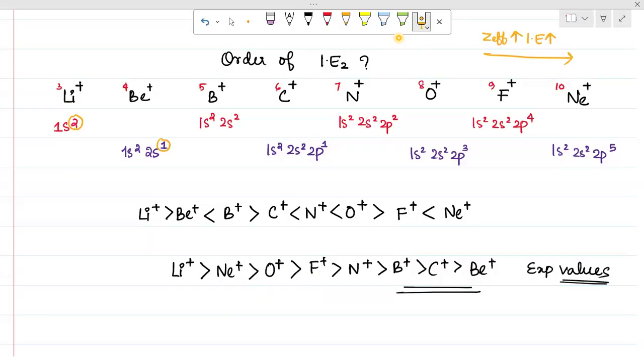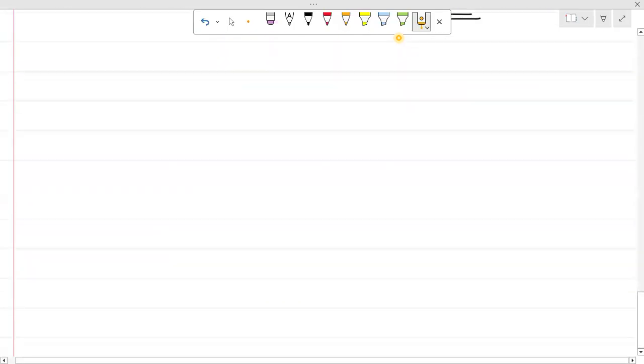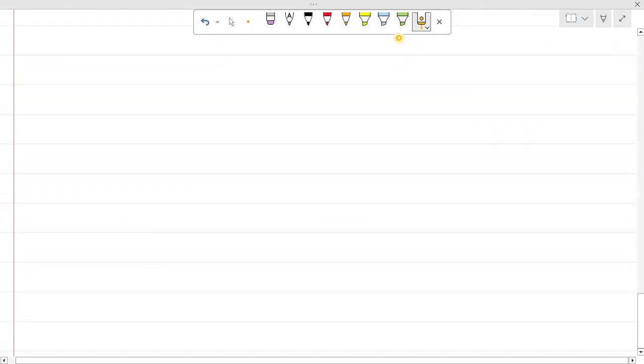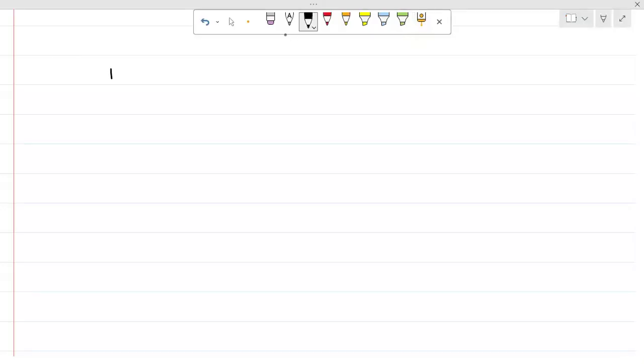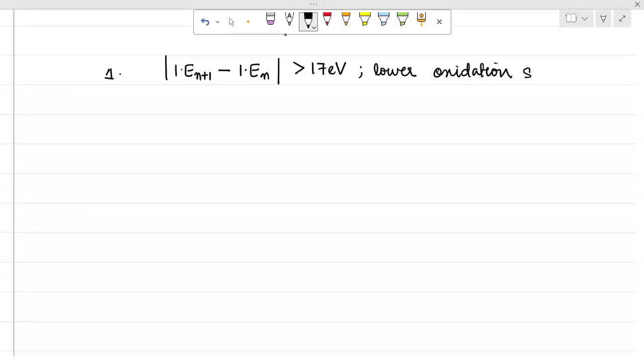Okay, so one more thing is stability of the states. What it says is there are three cases. One is if the ionization energy of N plus 1 minus the ionization energy of N, and you take the modulus of this, is greater than 17 electron volts. Okay? If it is greater than 17 electron volts, it means lower oxidation state is stable.